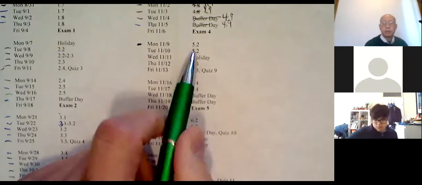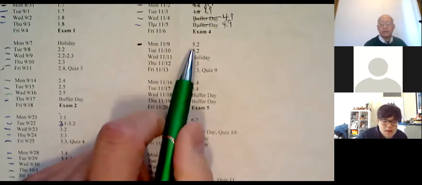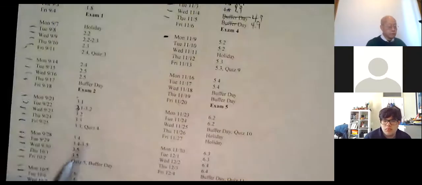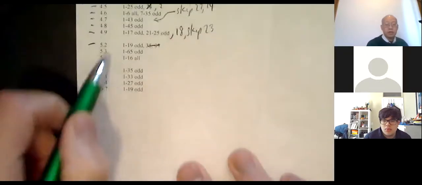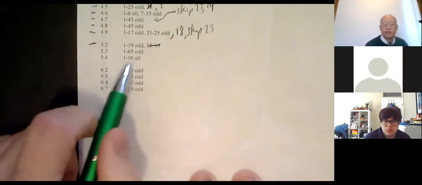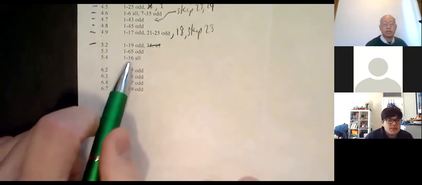Okay. So I'll finish up 5.2, maybe sneak in a little bit of 5.3. I think we have plenty of time to finish all this, but we'll see how it goes. 5.2 isn't that long, but 5.3 is definitely longer. And 5.4, you can see I have ALL, which means the evens. I'll try to do a lot of evens.